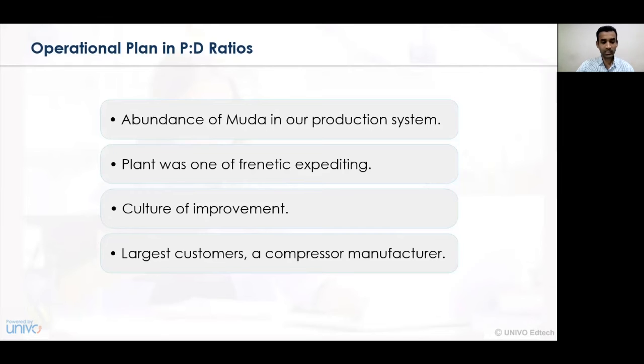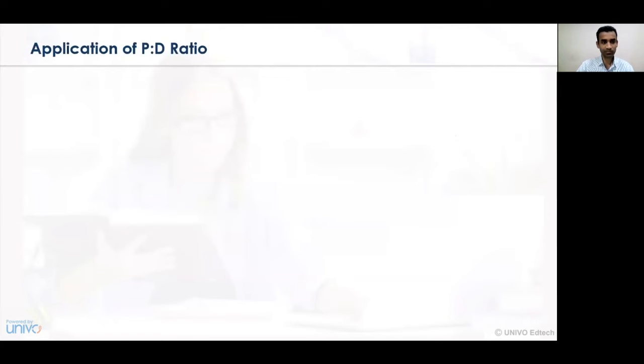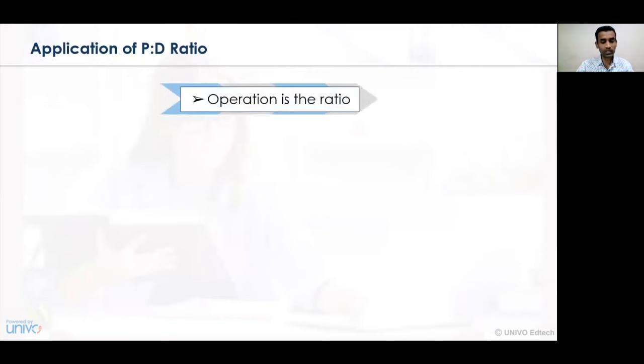The next perspective is the largest customers and a compressor manufacturer. Here, a manufacturer may be single or limited in the resources available, but the number of customers for an organization is always large. And when the number of customers increases, the PD ratio also increases simultaneously. Now let's understand the application of the PD ratio.